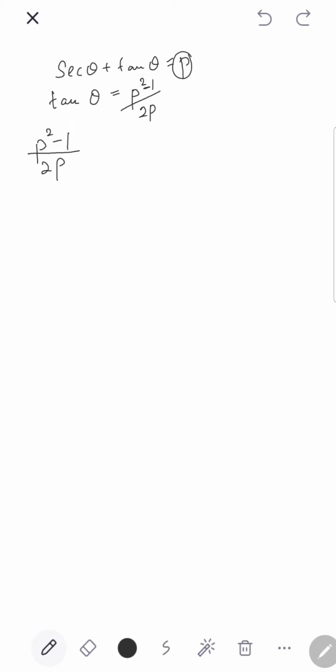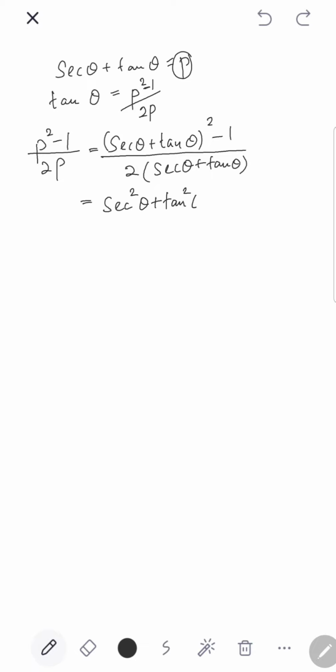Fifth question: if sec theta plus tan theta equals p, deduce that tan theta equals (p square minus 1) divided by 2p. So the value of p is given. So let's consider p square minus 1 over 2p. If we can show this is equal to tan theta, we are done. So consider p square minus 1 over 2p, that is (sec theta plus tan theta) square minus 1, divided by 2 (sec theta plus tan theta). Take the square of this one: sec square plus tan square plus 2 sec tan minus 1, divided by 2 (sec theta plus tan theta).